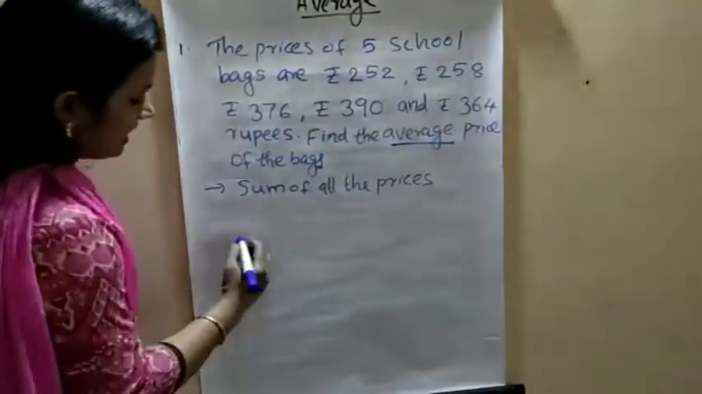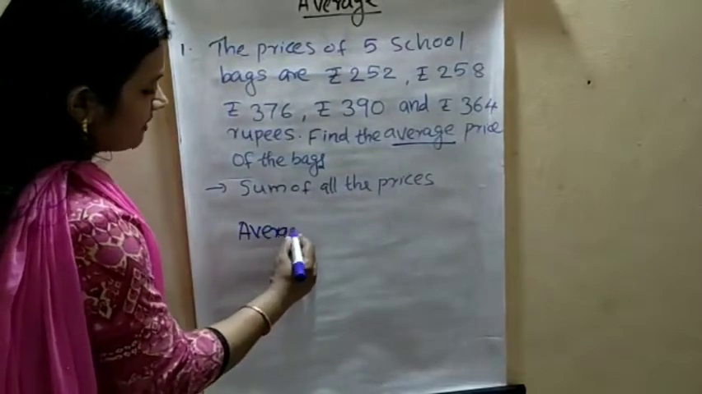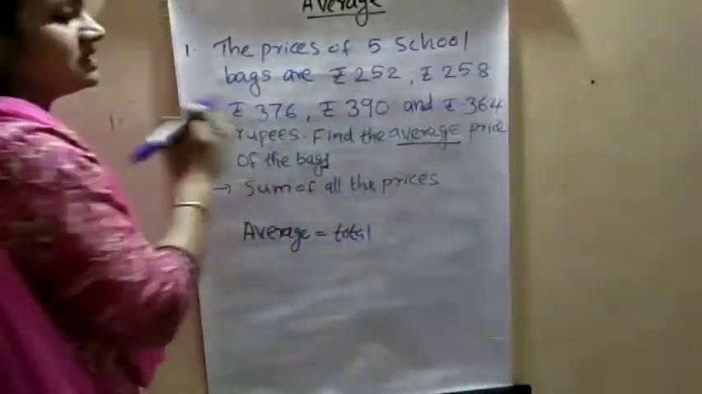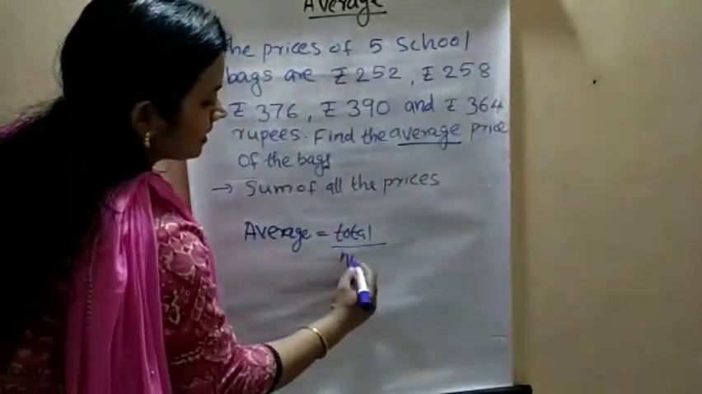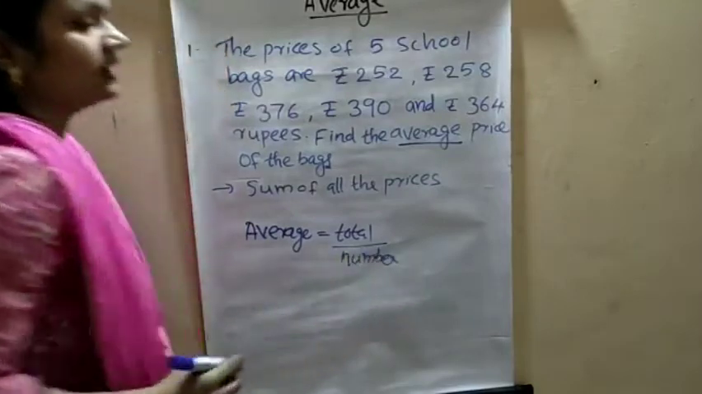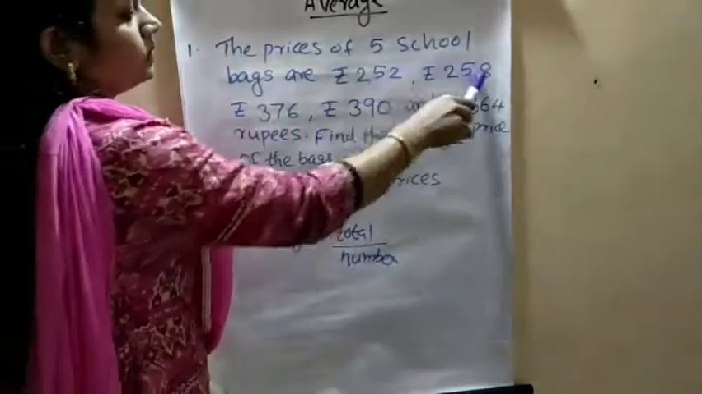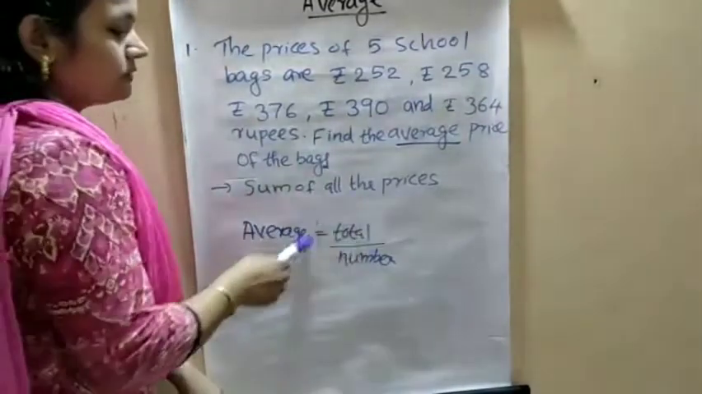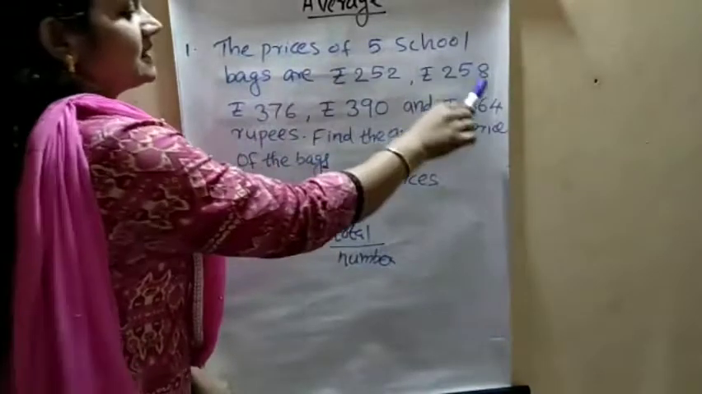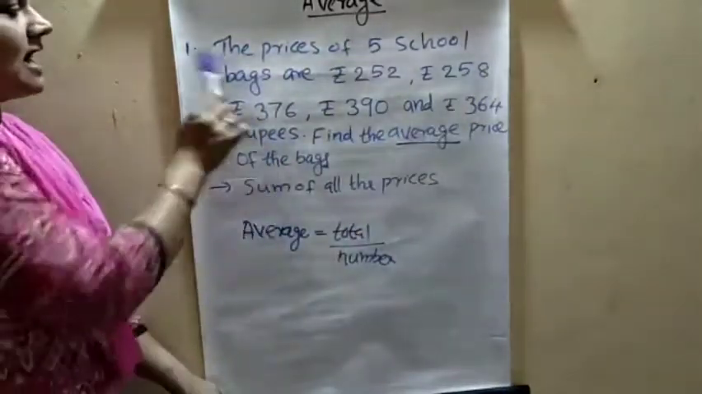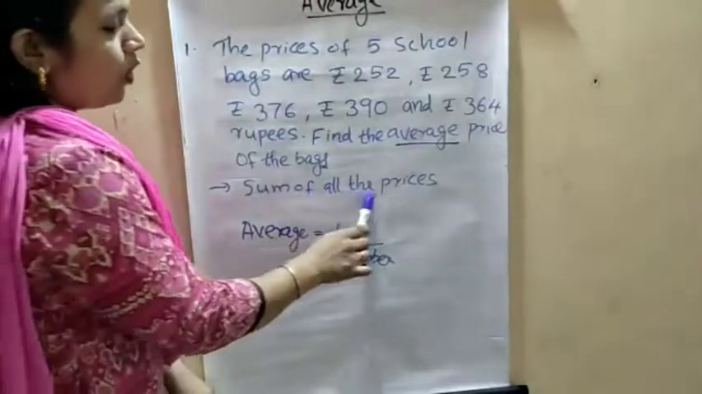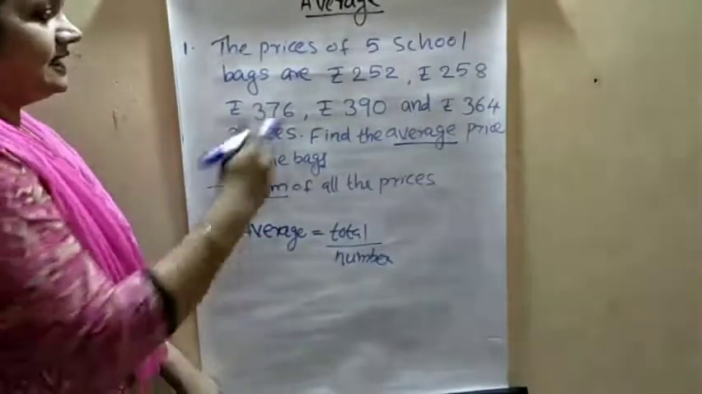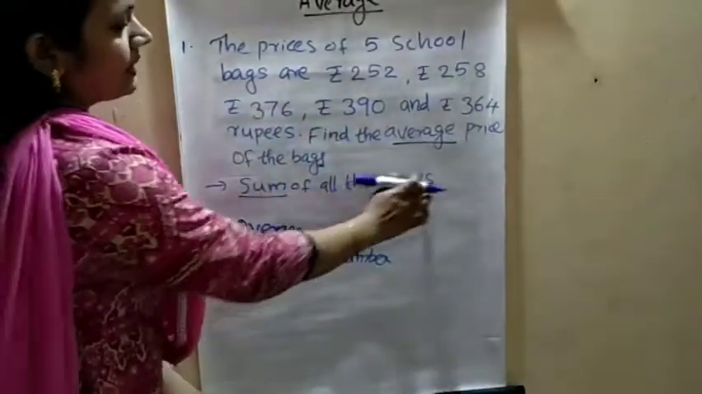Simply we can say average equal to total. What is the total? Total amount of this price by number. How many numbers are given here? 1, 2, 3, 4, 5 numbers. So first we have to find out the sum or total price of the 5 bags. Find out the sum. How to calculate the sum? Do the addition.